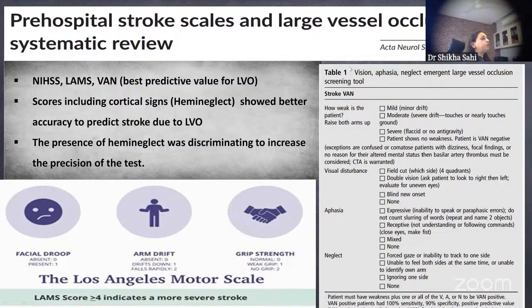There are a few scales which are specifically useful for identifying large vessel occlusion. Basically, the scales which incorporate the cortical signs like hemi-neglect show better accuracy in predicting the large vessel occlusion.